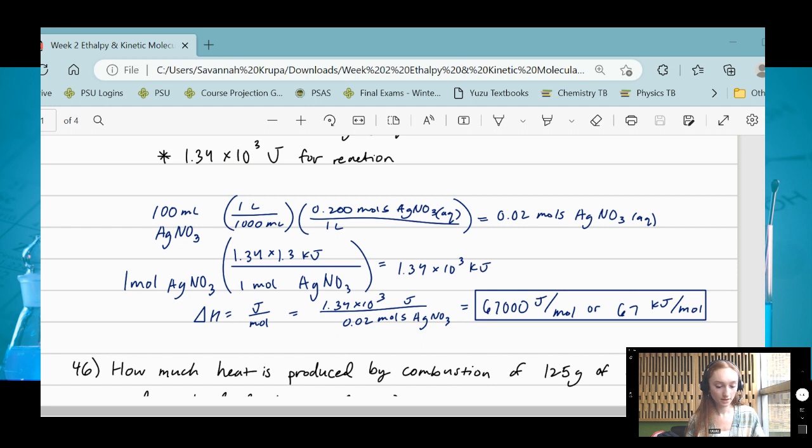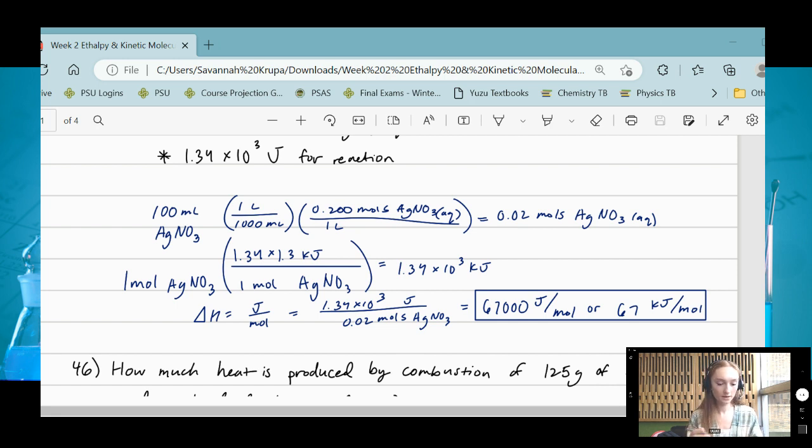So what we first need to know is, well, we're finding kilojoules per mole, so we need to know how many moles of this we have. So we can find that from this data point right here, the 100 milliliters of this molarity, the 0.2 molarity. So we can do that.